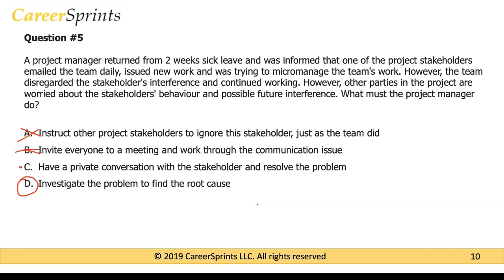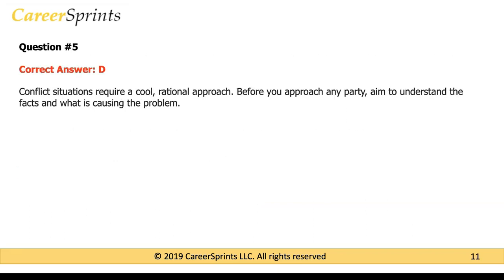So option C, where it says have a private conversation and resolve the problem, you're directly trying to jump to the resolution and trying to solve the problem. But before you do that, you have to consider why the problem is occurring in the first place. Hence option D is going to be the better answer. After the project manager does D, then the project manager can maybe jump into a room with the stakeholder and try to talk through with the stakeholder. So option D is going to be the correct answer. If you go to the next slide again, the explanation is given, so you can read through the explanation.